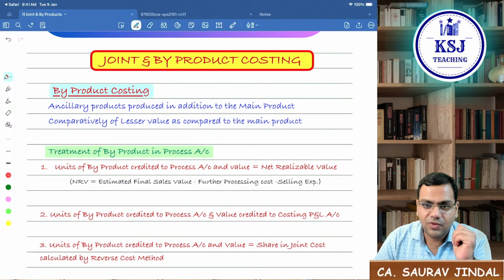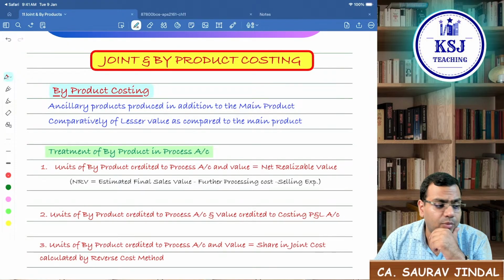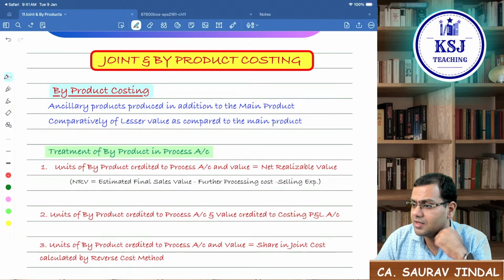So the chapter that we'll be doing is joint and byproduct costing, right? Another important chapter from the examination point of view.